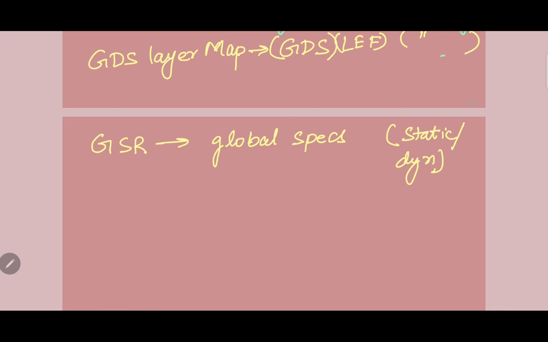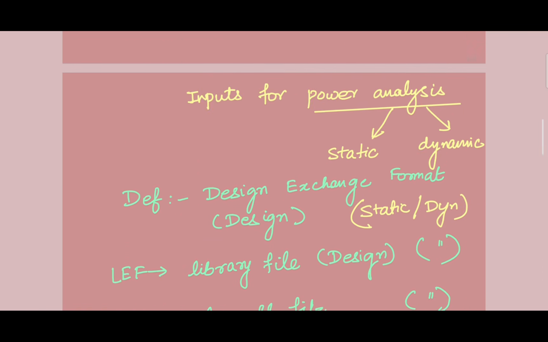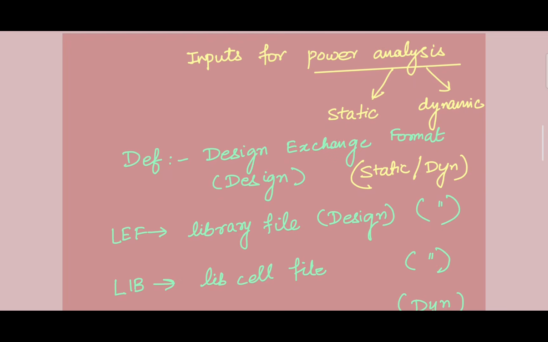And then we have a pad file, which is also for both static and dynamic. It contains the power and ground pad description. So these are the important inputs. Other than this, there might be something else left out, and we will cover that later on. But broadly speaking, these are the inputs required for starting the power analysis.